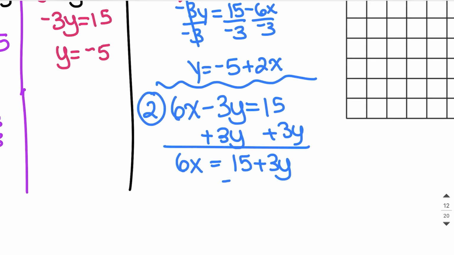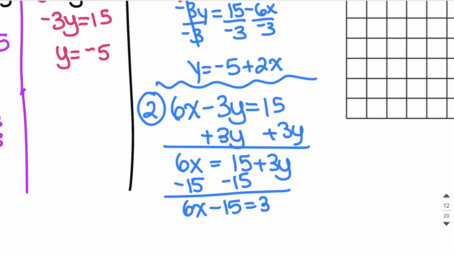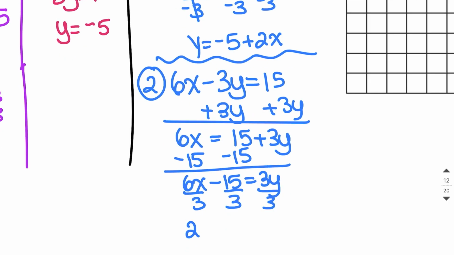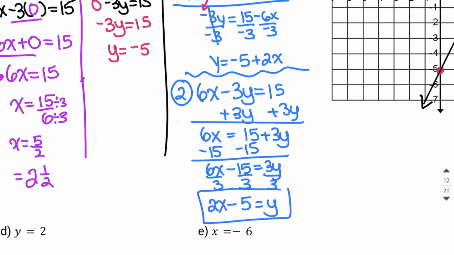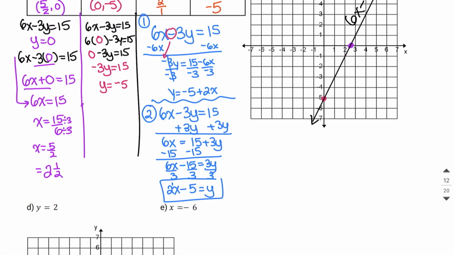So now that I've done that, I can subtract 15 from both sides. So I end up getting 6x minus 15 equals 3y. And then lastly, I just have to divide everything through by 3. 6x divided by 3 is 2x. 15 divided by 3 is negative 5. This ends up becoming a y. And so we still can see that our slope is 2 over 1 and our y-intercept is negative 5. Isn't it amazing how everything just kind of lines up?